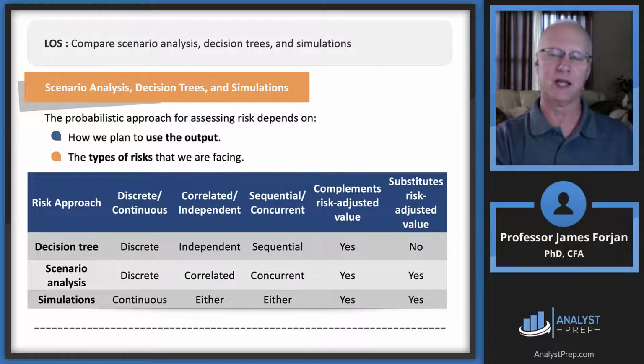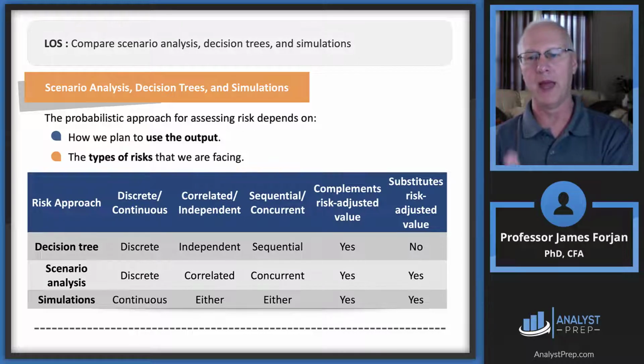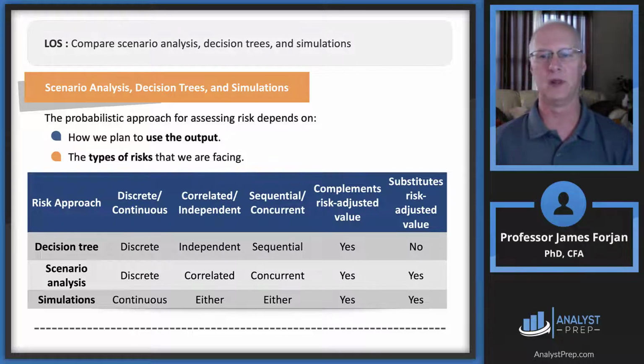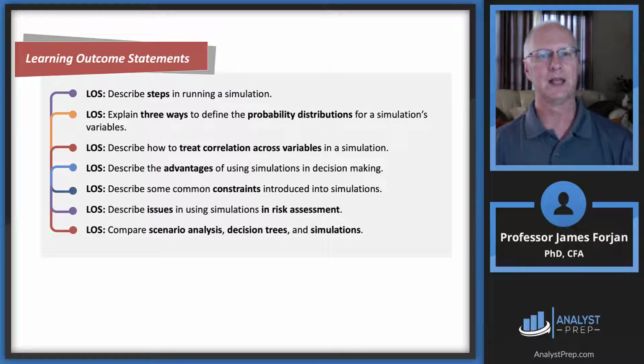And that column there, that second to last column there, that's critical. And that's why these three approaches are so widely used, because of that column right there. But then we need to go ahead and focus on that last column over there, substitute risk-adjusted values. And so notice that simulation, I don't want to say simulation is superior to the first two, but in many cases it can be. But there are lots of great uses for decision trees and scenario analysis. And I think that takes us through our LOSs. Let me just repeat. These LOSs could be called, you need to know everything about simulations. And I think we covered that pretty completely.